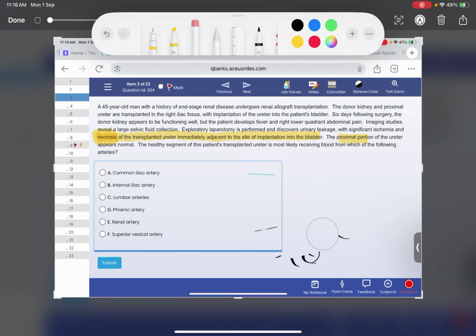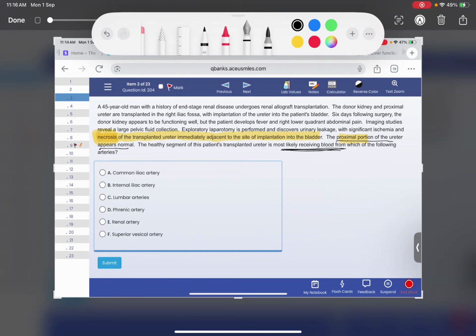So the stem is very long, but the question is very simple. They are asking about the proximal portion of the ureter, which appears normal, and what is the blood supply of the healthy segment. So that's the proximal ureter, right? Yeah. They are asking about the proximal portion being normal and what is the healthy segment's blood supply.